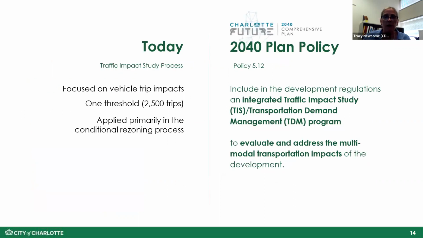So the call to modernize our current traffic impact study process is tied directly to the 2040 plan policy. And I think it's helpful if we're trying to explain what it is that's different. Let's look at what we're doing today and do a quick comparison. So today in our traffic impact study process, we're focused almost entirely on vehicle trip impacts. We measure the number of trips that a development will generate. We analyze how that will impact streets and nearby intersections.